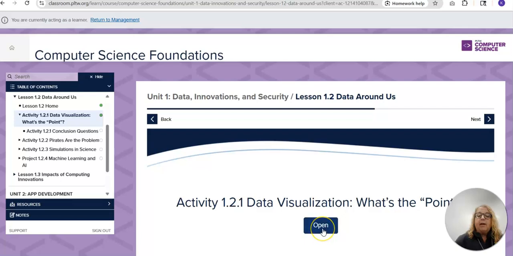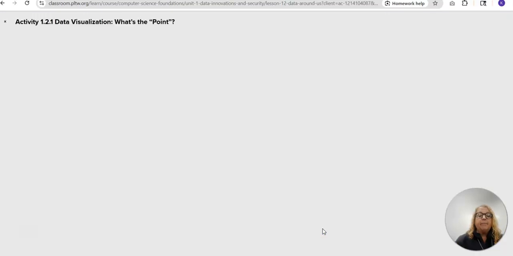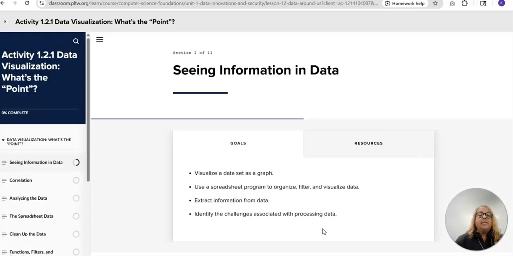So let's start right here. Data visualization. What's the point? We're going to visualize a data set as a graph. We're going to use a spreadsheet program to organize it, filter it, and visualize it. We're going to extract some information from data, and we're going to identify the challenges associated with data processing.